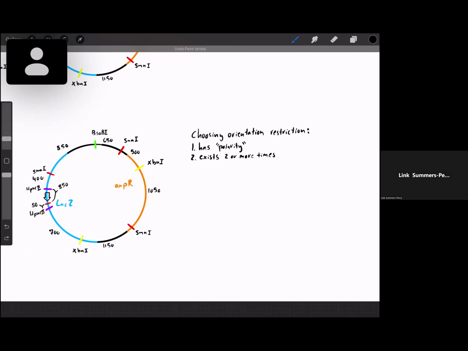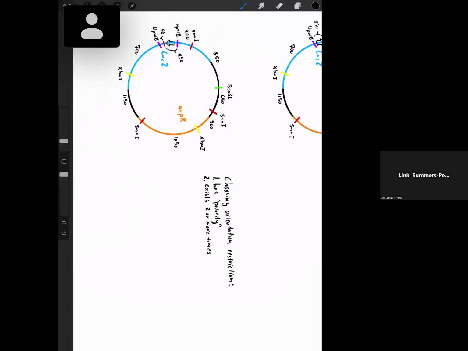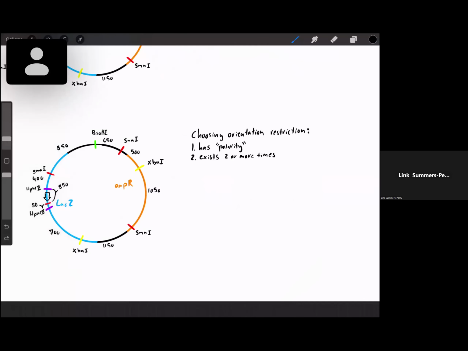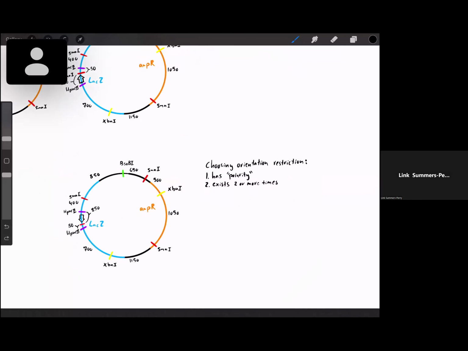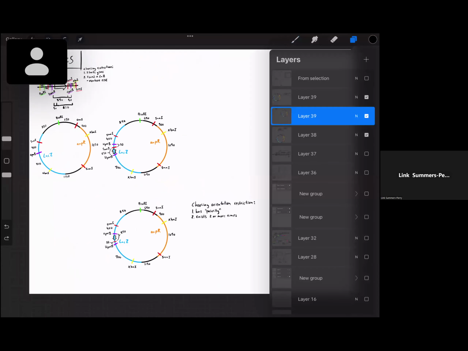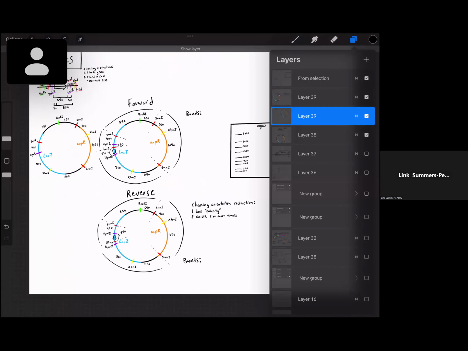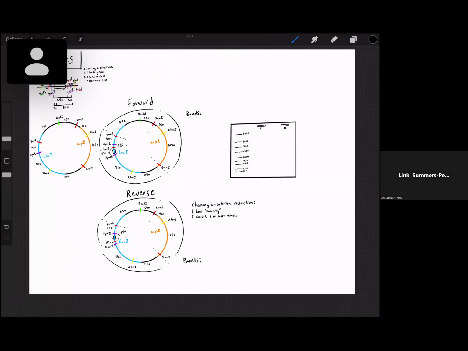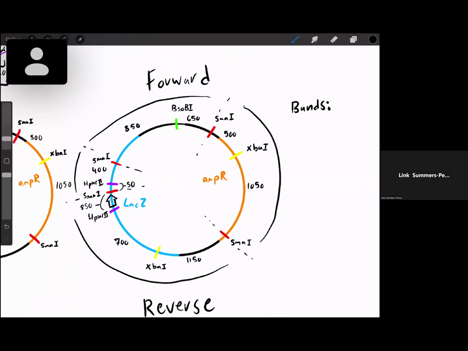So we're going to use SMI because it has polarity and it exists a bunch on the construct. So now let's look at what the band totals would be, and then we'll also look at gel electrophoresis. Since we're using SMI as our restriction site, I've made a line where those are going to be cut. It's the dotted line. And so now we have these pieces of cut DNA.